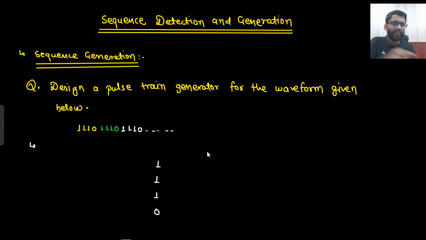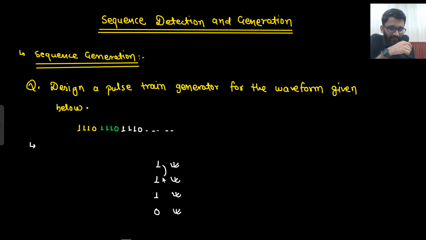So what does that mean? If the first clock cycle is coming, then 1 should come. Then another clock cycle is coming, then another 1 should come. Then another clock cycle is coming, another 1 should come. Then another clock cycle is coming, 0 should come. Then another clock cycle is coming, 1 should come. Clock cycle 1, clock cycle 1, clock cycle 0. So in that manner it should go.